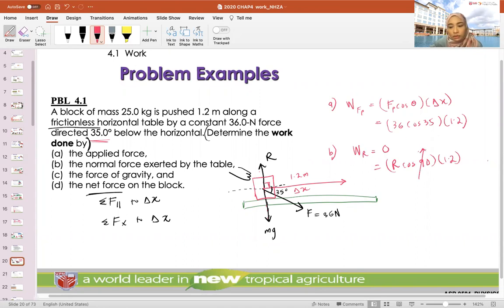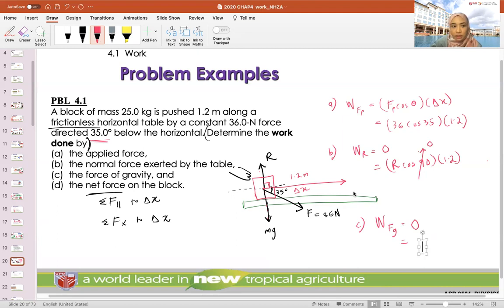Don't use sin, use cosine, because the dot product equation is cosine. So this is going to be 0. And then for C, the force of gravity, mg, same thing. Fg is going to be 0. But if you're feeling fancy, draw it, write the equation, that's okay. If you don't want to write the equation, that's also fine. So it's going to be mg.